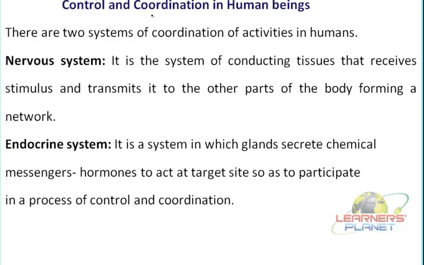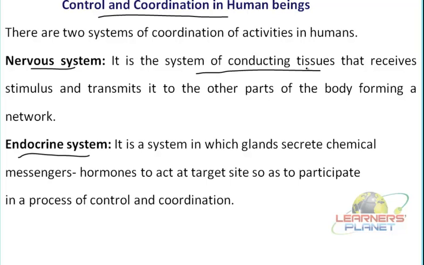So in human beings, we already said that control and coordination is not only performed by the nervous system, but it is also performed by the endocrine system, or hormonal system. The nervous system is a system of conducting tissues which help in receiving a particular stimulus and then conducting a wave, or transmitting it to the other parts of the body through a network. So this is what the nervous system is doing here.